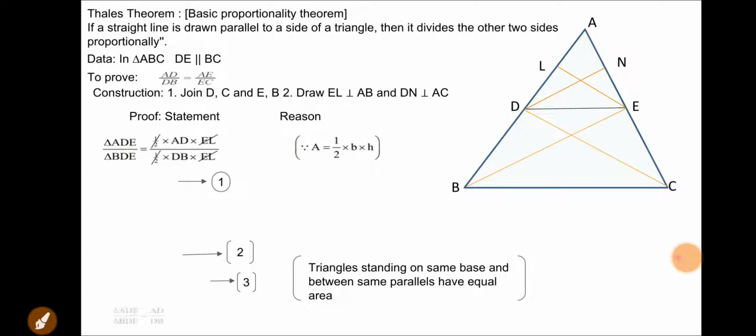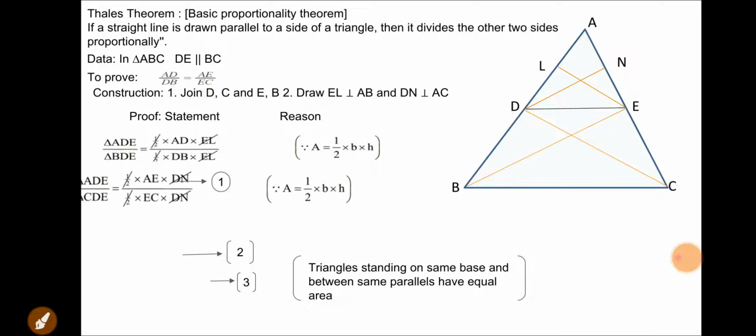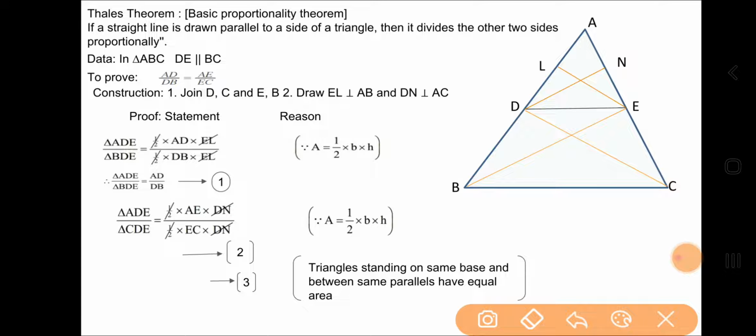After that you get area of triangle ADE by area of triangle BDE is equal to AD by BD. After the cancellation we are left with AD by BD. I am going to call it equation number 1. After that we are going to consider two more triangles.